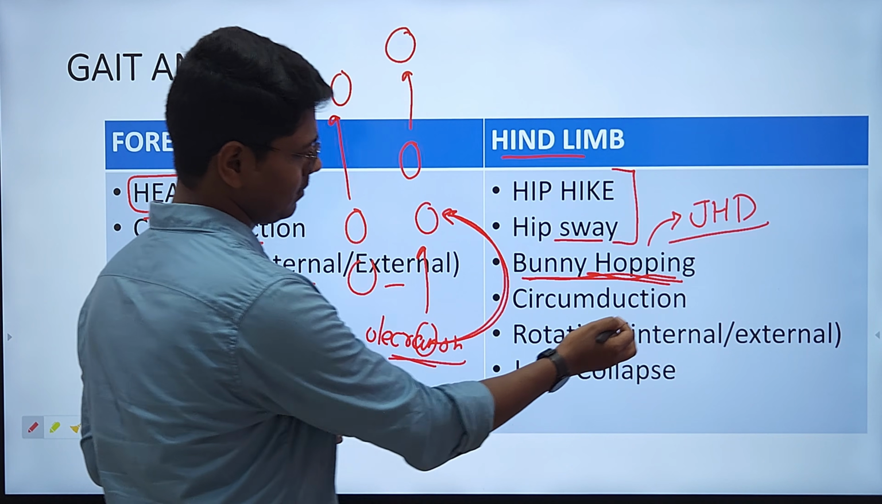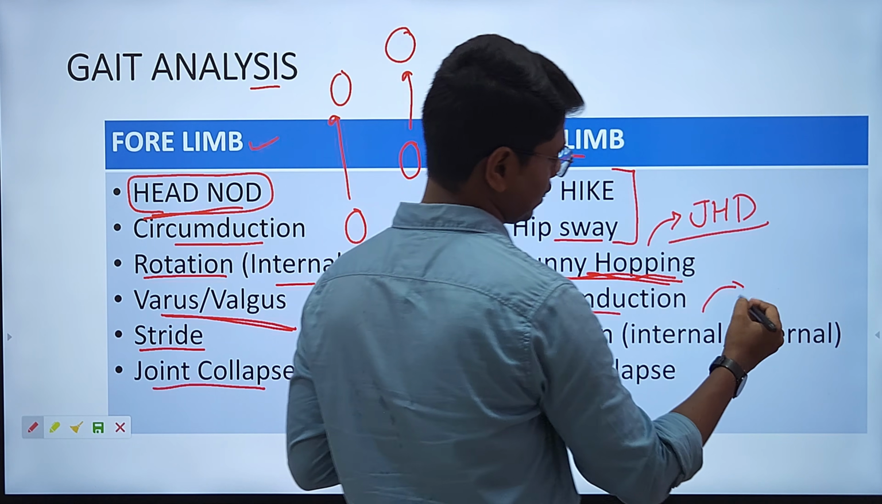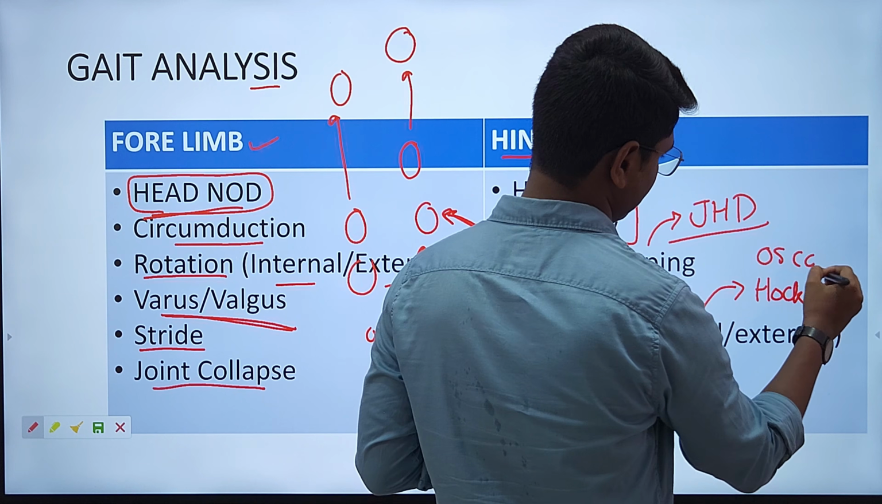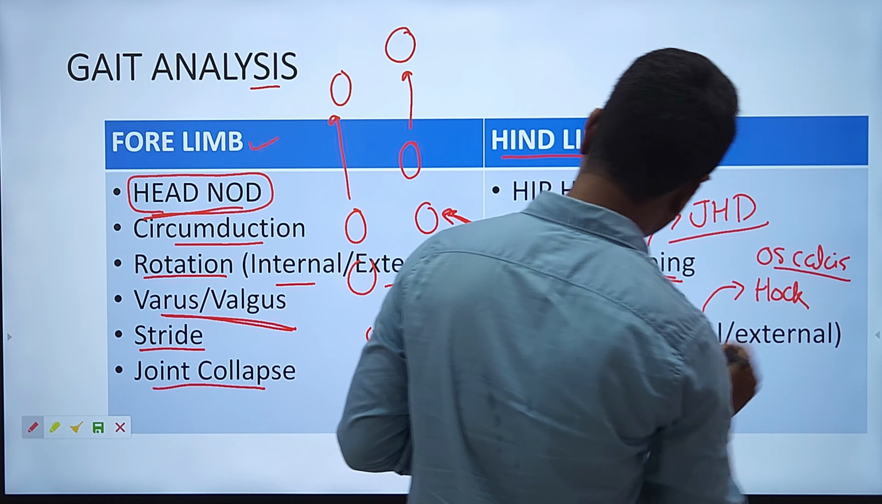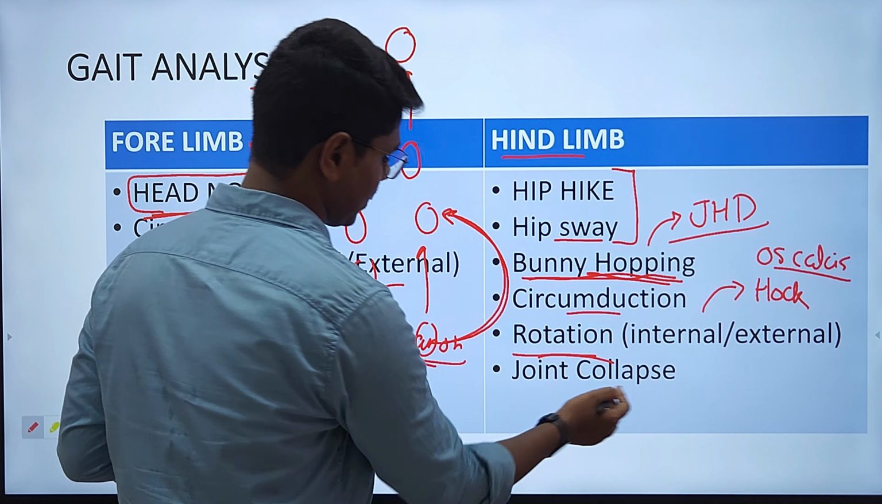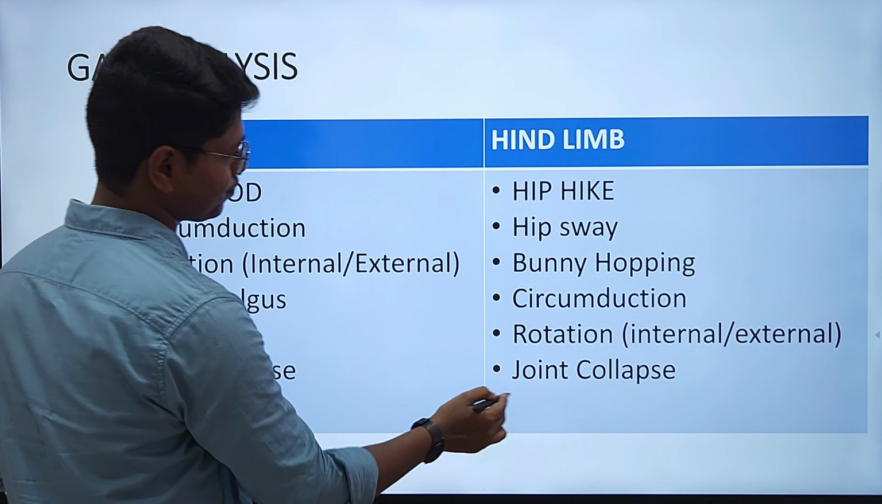Circumduction is similar to the anterior limb. Rotation, internal or external: here you can look at the hock joint, most prominently the os calcis. By looking at this, you can tell whether the limb is internally or externally rotated. Also, you can look for joint collapse. These are basically gait analysis.